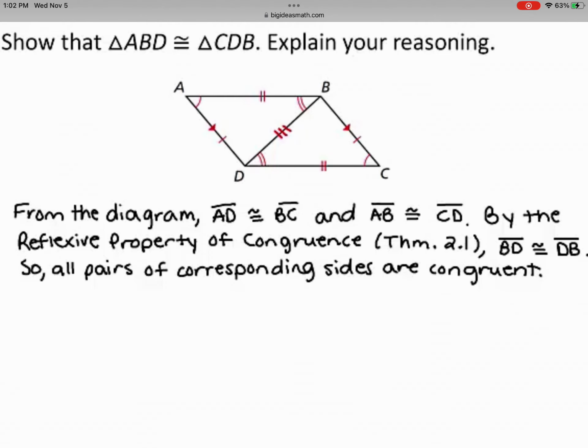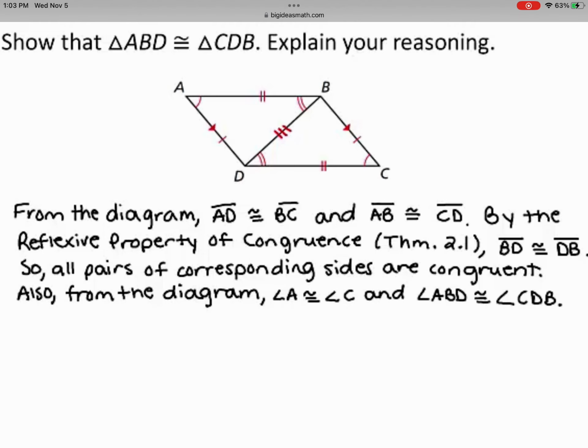Next, from the pair of single arcs on the diagram, you know that angle A is congruent to angle C, and from the pair of double arcs on the diagram, you know that angle ABD is congruent to angle CDB. Now, notice that side AD is parallel to side BC.